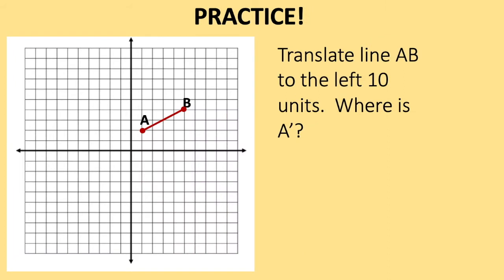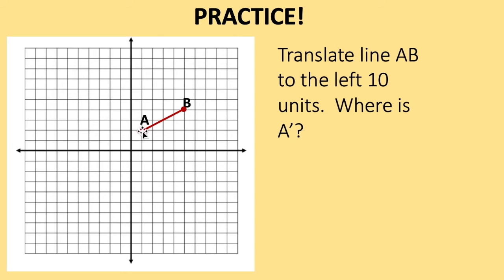So let's practice. Line AB is in the coordinate plane. We're going to translate the line to the left 10 units. Where is A prime? A prime is just a way to say the transformed version of the line. So when you see a letter with the prime symbol on it, that just means that it's indicating that point in the transformed version. So if this line is translated 10 units to the left, this point A will also be translated 10 units to the left.